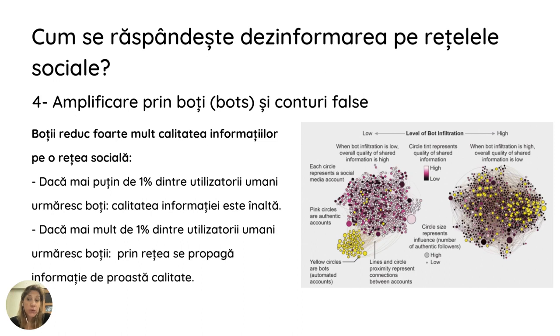Another major contributor to the spread of misinformation is bots and automated accounts that impersonate human users. These greatly reduce the quality of the information in a social network. Based on research investigating this, we can understand that with less than 1% of human users following bots, the information quality is high. When it is just higher than 1%, the quality of information shared on the network really becomes poor. That's how much bots and fake accounts can impact the quality and, as a result, the accuracy of information shared online.